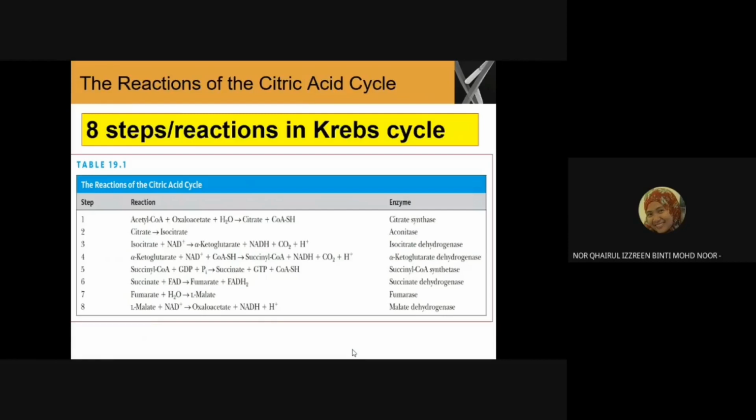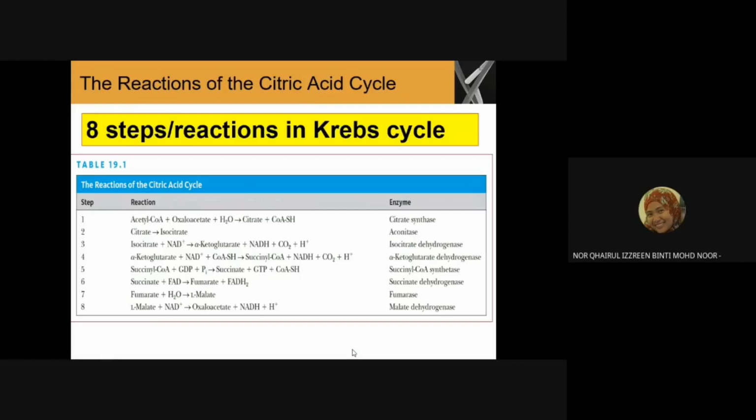Step number 3 is isocitrate and NAD plus, catalyzed by isocitrate dehydrogenase, to produce alpha ketoglutarate, NADH, carbon dioxide molecule and H plus ion. Step number 4 is alpha ketoglutarate plus NAD plus coenzyme A-SH, catalyzed by alpha ketoglutarate dehydrogenase, producing succinyl-CoA, NADH, carbon dioxide and H plus ion.